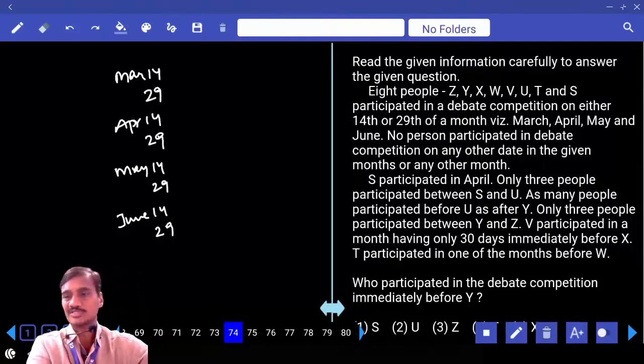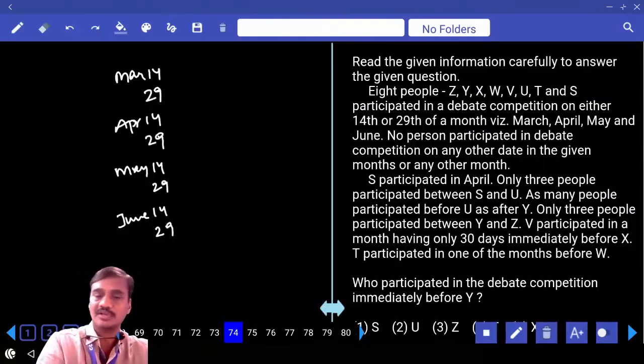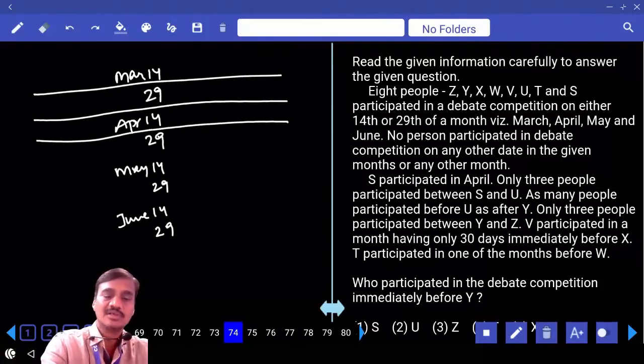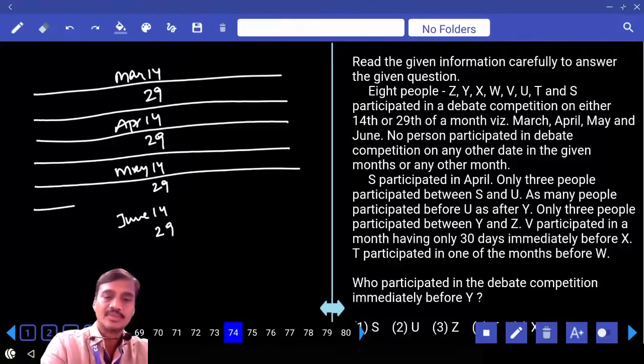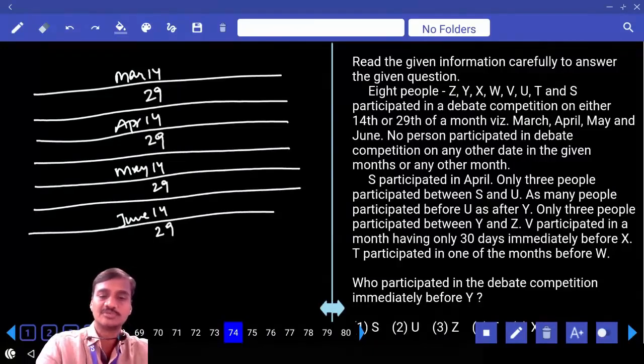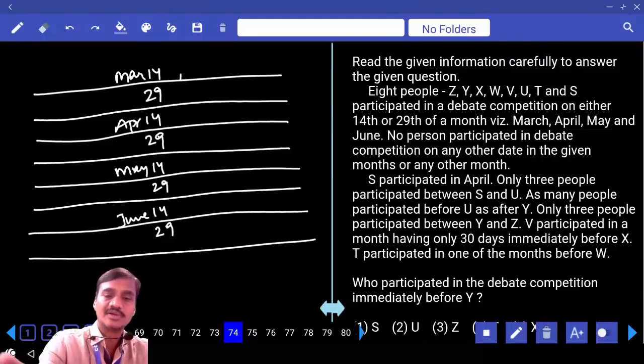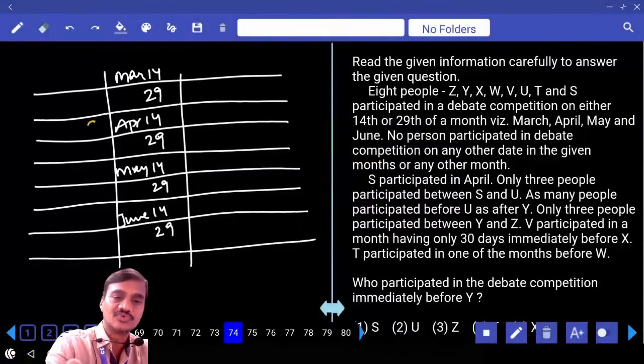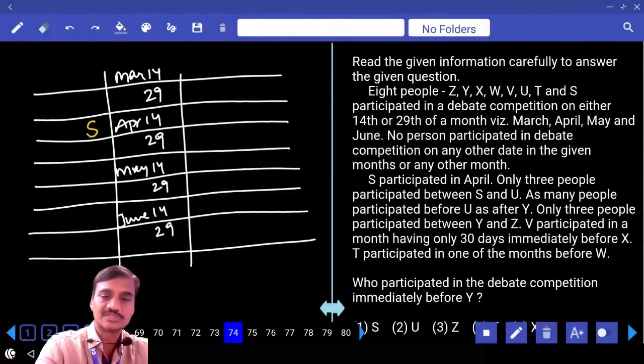Now in this one, S participated in the month of April. Hence, how many possibilities do we have? 2 possibilities. S can be either 14th of April or 29th of April. The next one, we have 2 different possibilities for this S. Now let us start with S on 14th April, and in the second case 29th April.